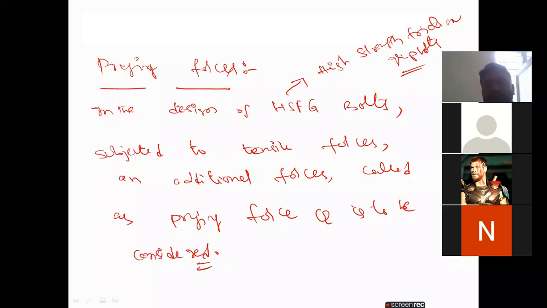So my dear students, what is the prying force? When we design the HSFG bolts, which are high strength friction grip bolts, these are subjected to tensile forces, okay, and the additional forces whatever we require, we call it a prying force, okay. The additional forces are mainly due to the flexibility of connected plates.